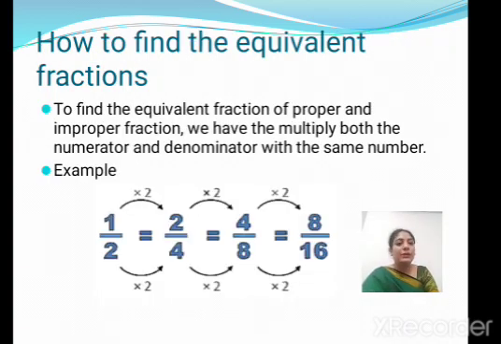How to find the equivalent fraction? To find the equivalent fraction of a proper and improper fraction, we have to multiply both the numerator and denominator by the same number. Example, here 1 by 2 multiplied by 2 in every step. So 1 by 2 multiplied by 2 is equal to 2 by 4. Again multiply by 2, it becomes 4 by 8. Again multiply by 2, it becomes 8 by 16. Hence 1 by 2 is equivalent to 2 by 4, which is equivalent to 4 by 8, which is equivalent to 8 by 16.